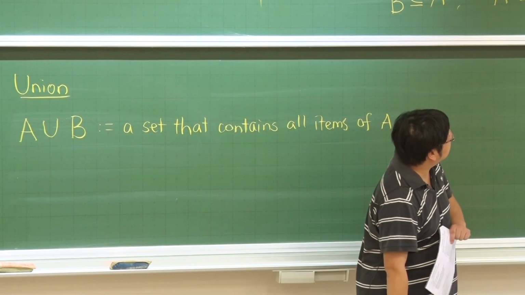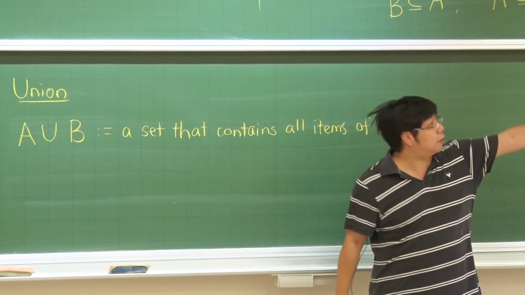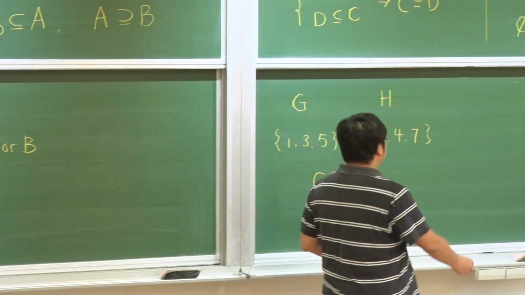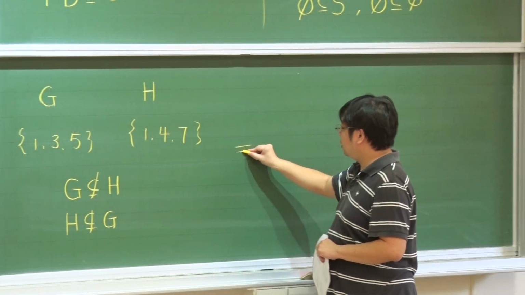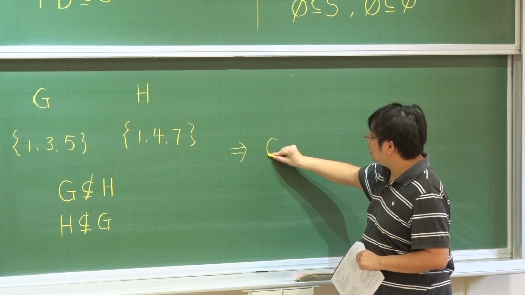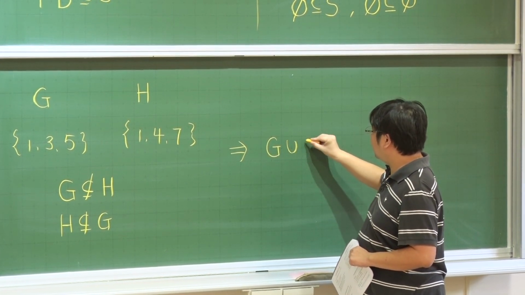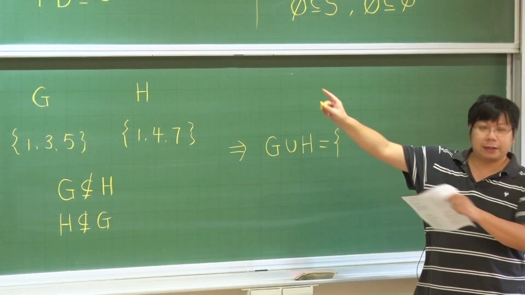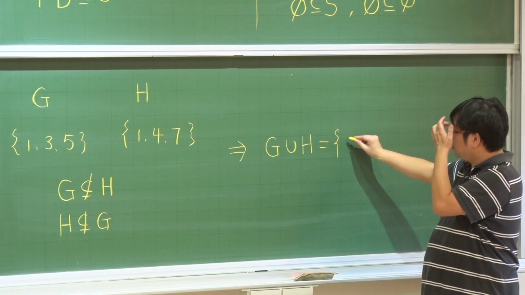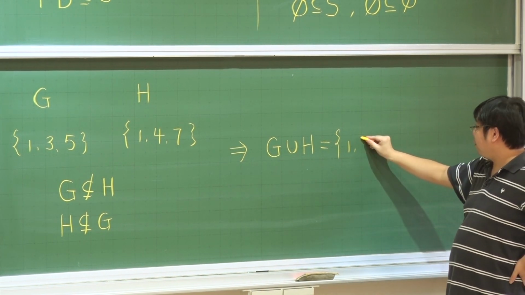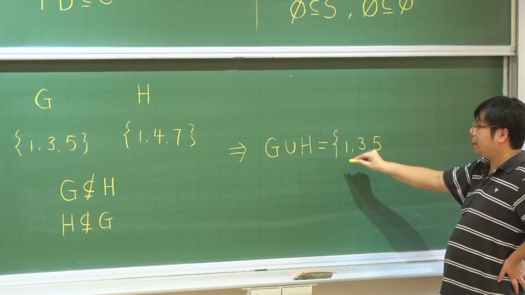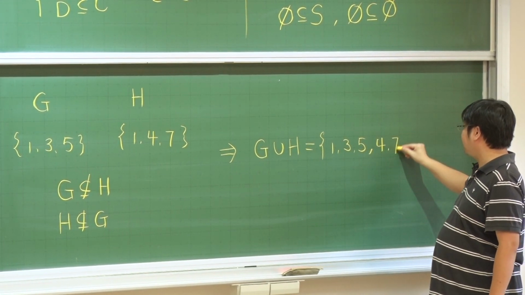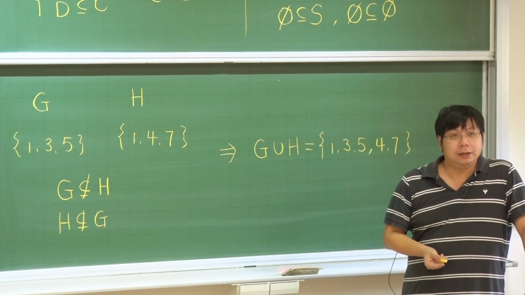So let's take a look at our example. Let's take a look at G and H. For this G and H, we define the union of these two, G union H. It is equal to a set that contains everything that is in G or in H. So you will have 1, 3, 5, which are the things in G. You will also have 4, and you will also have 7. Is that okay? So this is G union H.